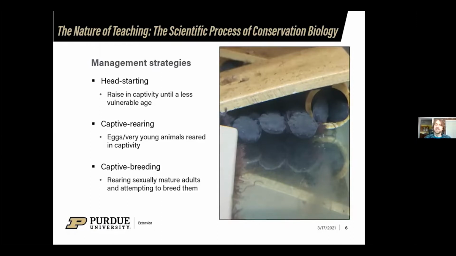This last strategy, it's a little bit more difficult than the other two. Some species do not like to breed in captivity. The pandas don't like to breed in captivity. Hellbenders are difficult to breed in captivity. But when you can successfully breed them, it really adds to the number of animals that you can release into the wild.